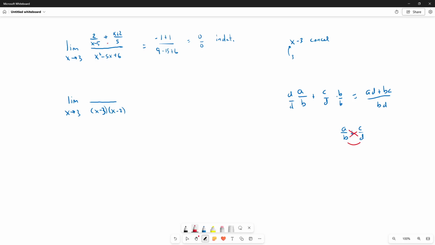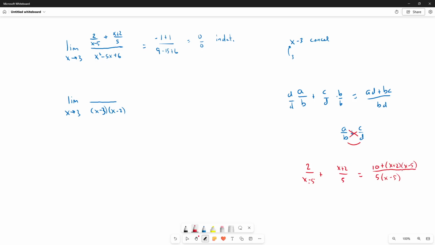So let's do this one off to the side. 2 over x minus 5 plus x plus 2 over 5. The BD part is the common denominator. That's 5 times x minus 5. And the AD plus BC, AD is 10, plus BC, BC is x plus 2 times x minus 5.